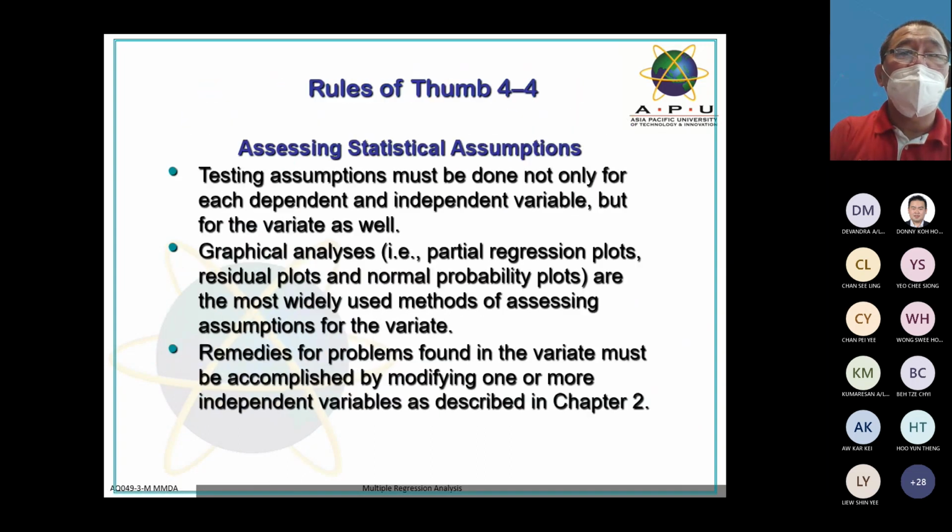Okay, we can do it now. Sorry, sir. Normality of the error term distribution means if the distribution is skewed, then we are not able to apply this multiple regression analysis. Is it correct? Yes, yes.